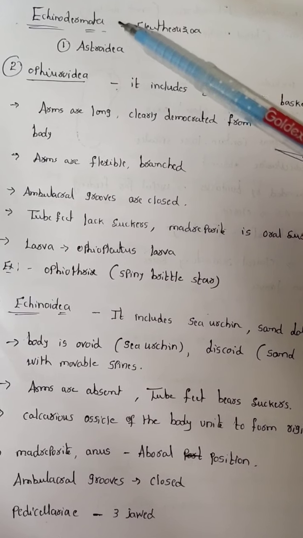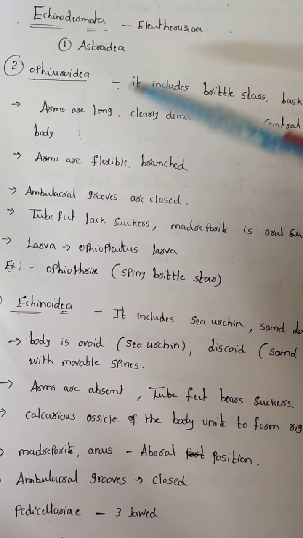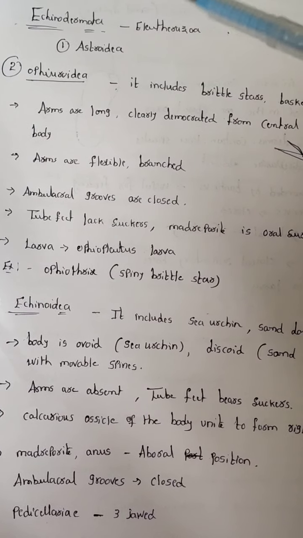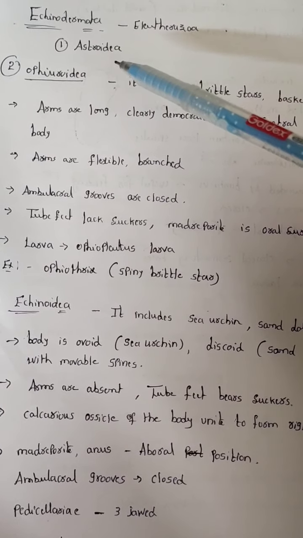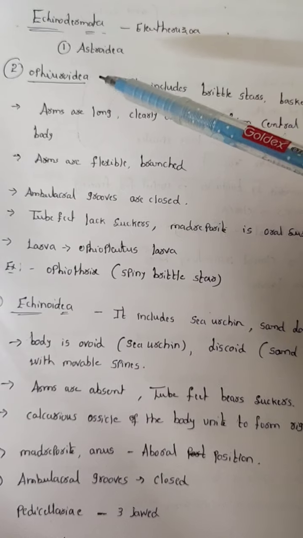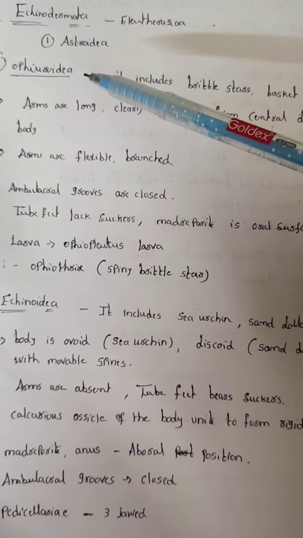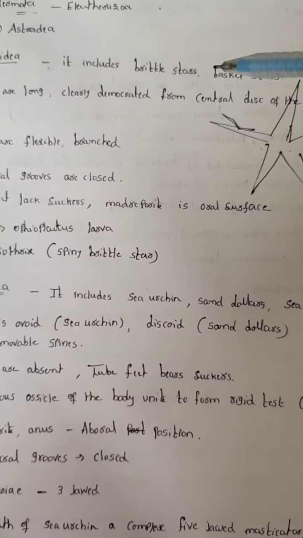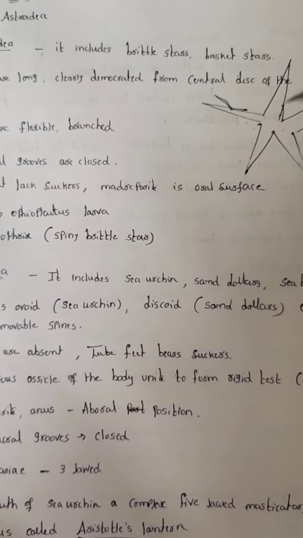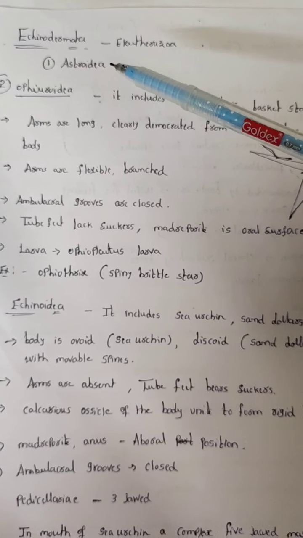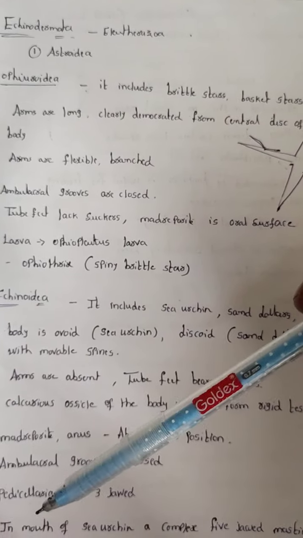Now, in phylum Echinodermata, there is a subphylum Eleutherozoa. Last class we discussed class Asteroidea. Now we will discuss class 2, which is called Ophiuroidea. The class Ophiuroidea includes brittle stars and basket stars. What is the difference between Asteroidea and Ophiuroidea?